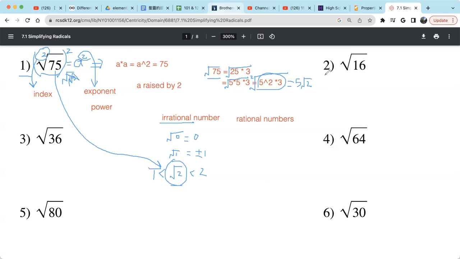Now let's see 2. We know square root of 16 is 4. Why? Because 16 is 4 squared.